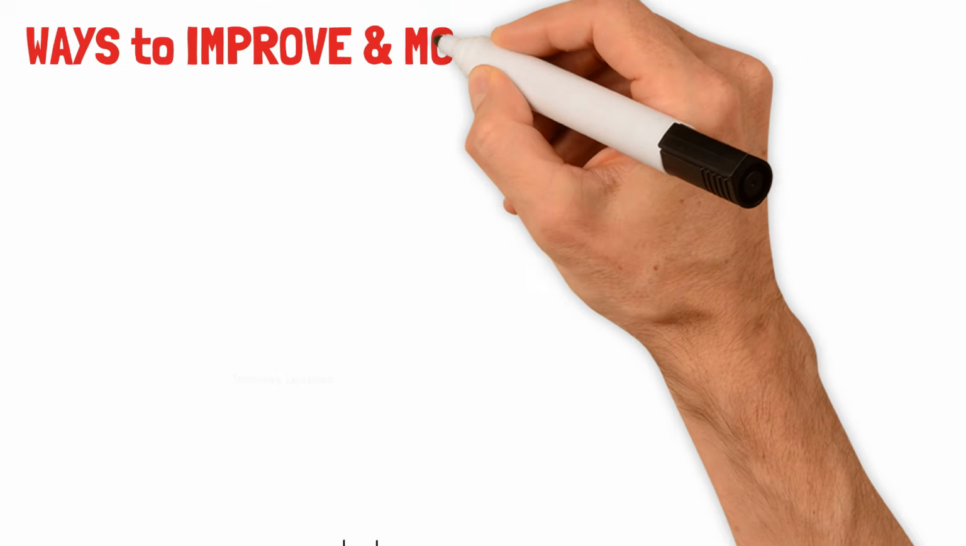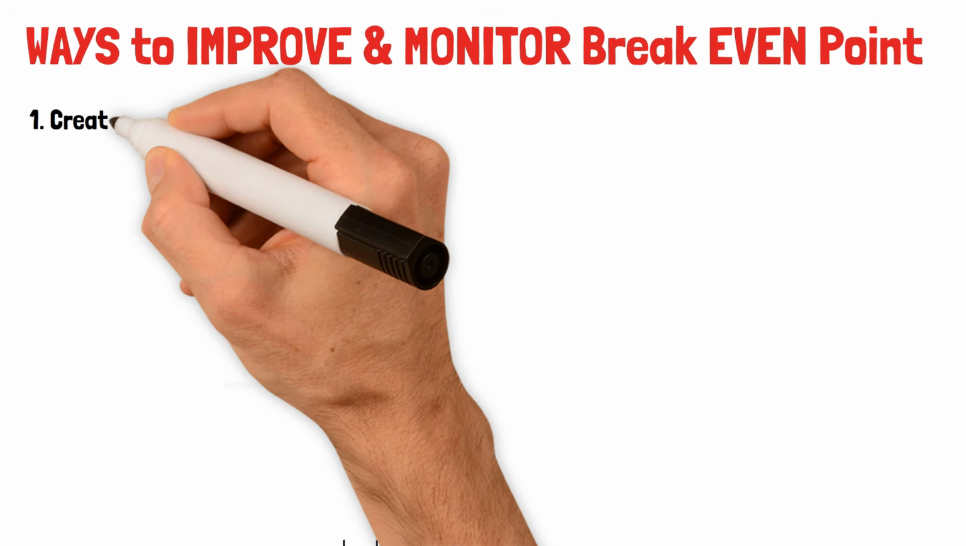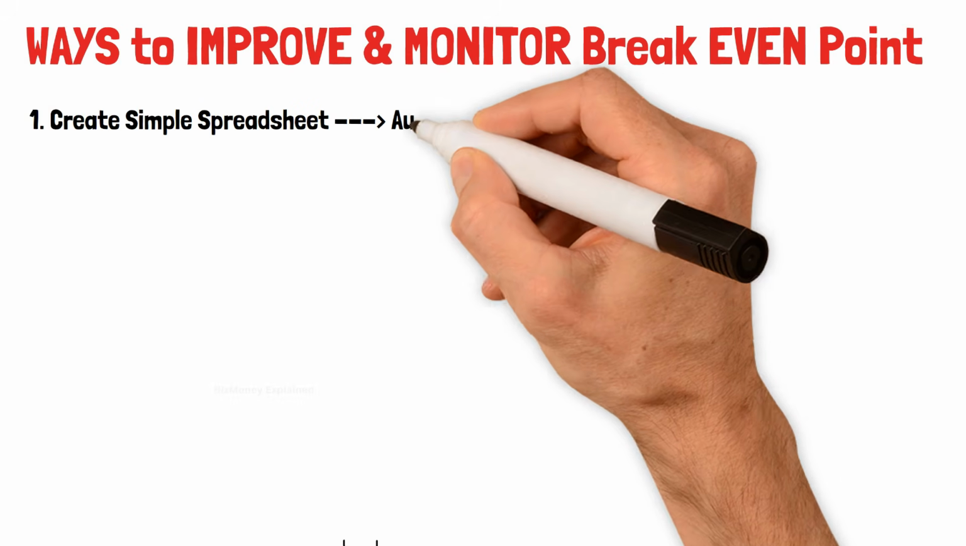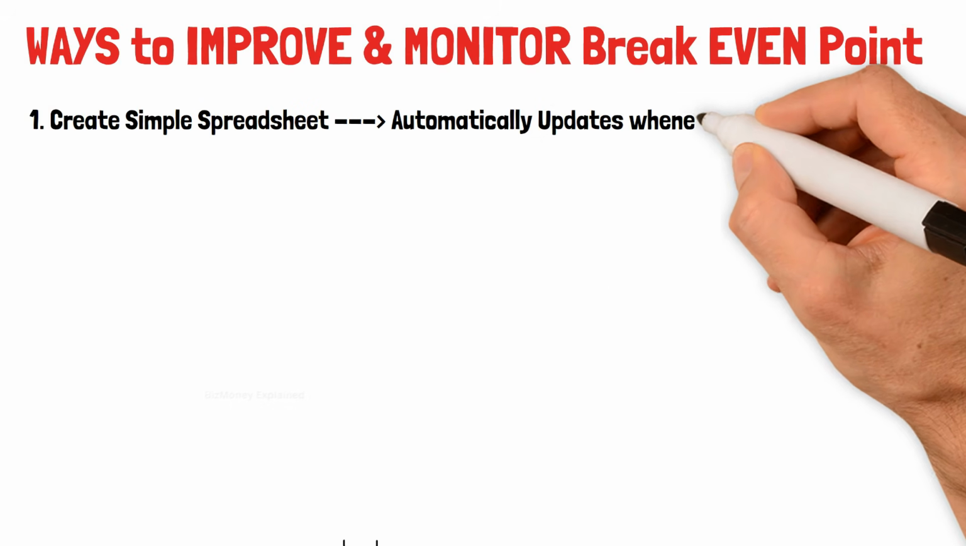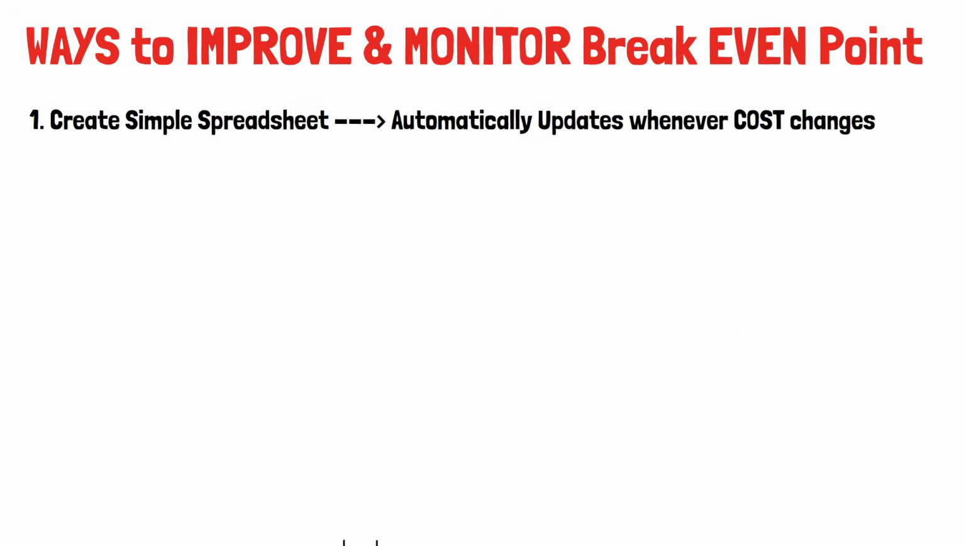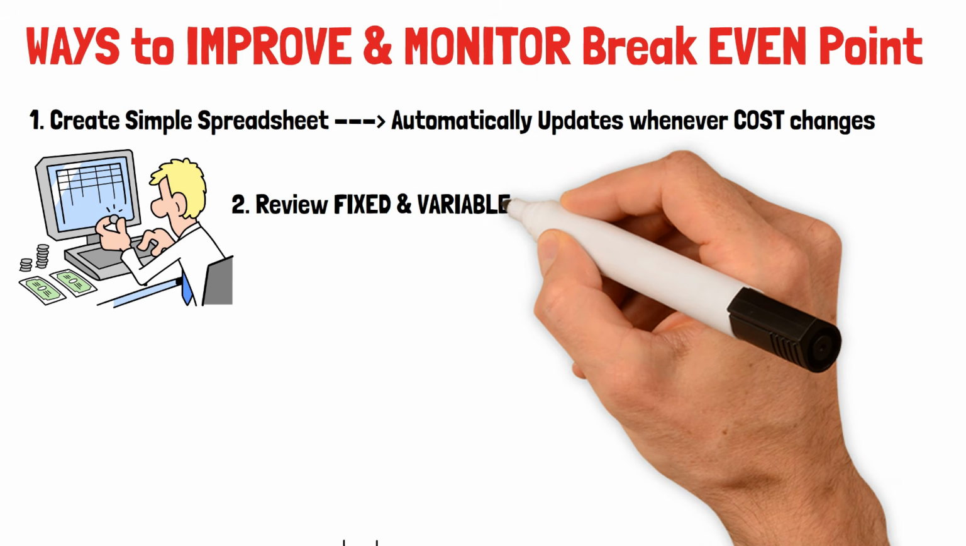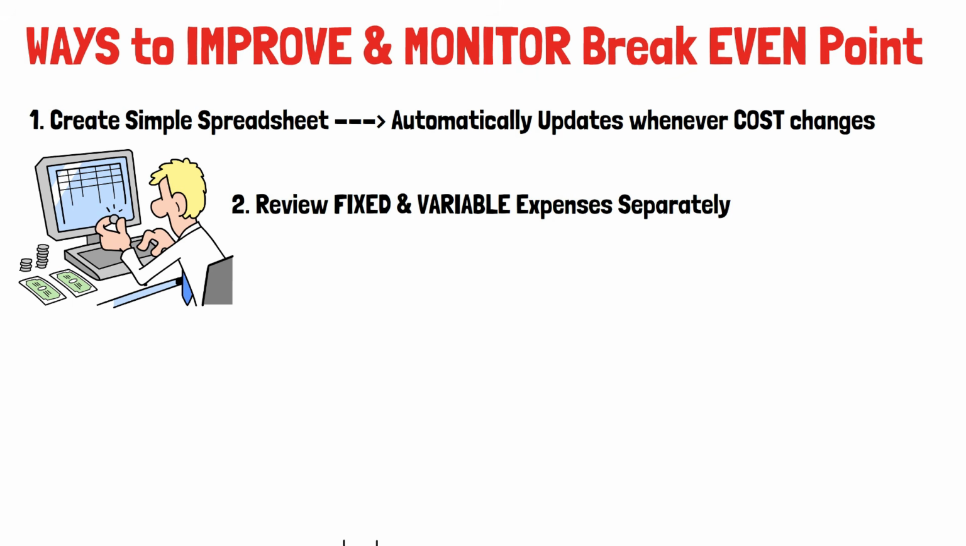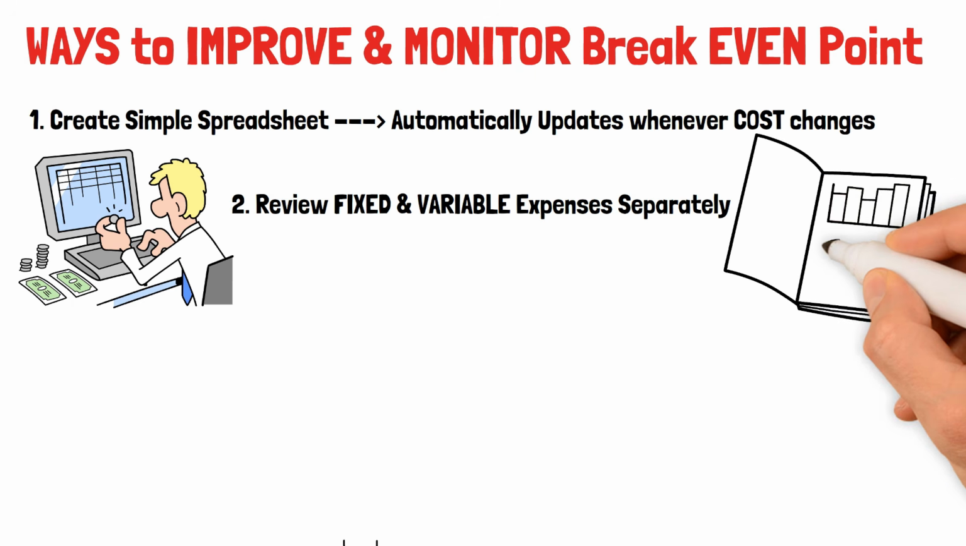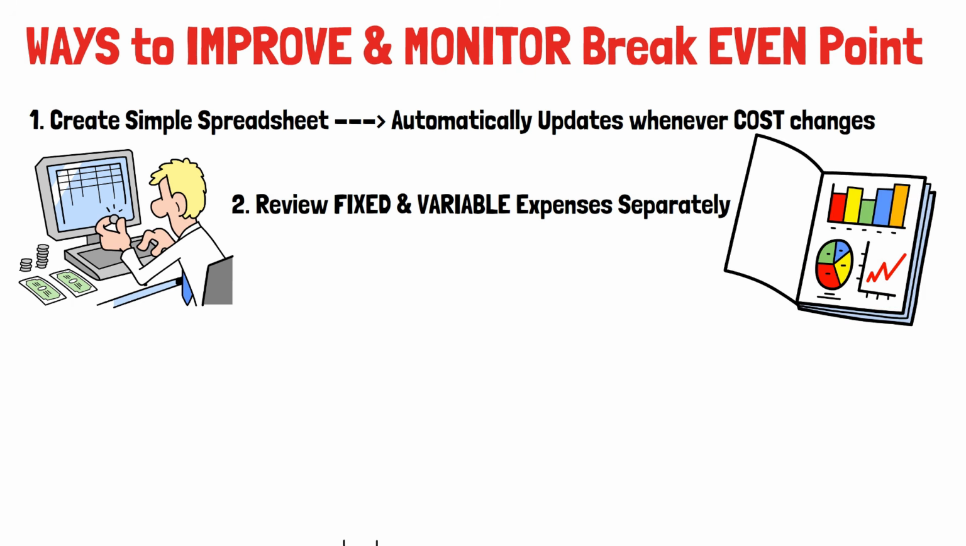Now let's talk about practical ways to improve and monitor your break-even point. The first tip is to create a simple spreadsheet that automatically updates whenever costs change. Many business owners use tools such as Microsoft Excel or Google Sheets because they allow quick adjustments to pricing, costs, and sales volume assumptions. The second tip is to review fixed and variable expenses separately. When owners combine everything into one category, they lose visibility into what is actually driving costs.